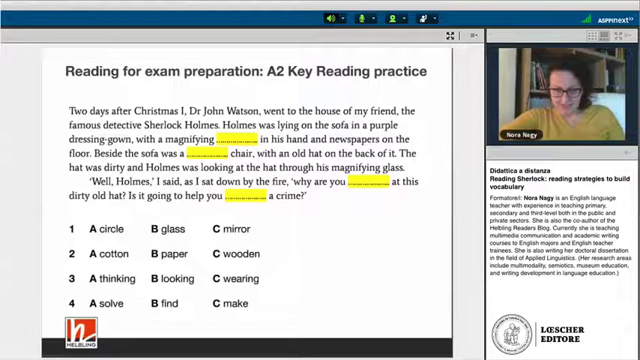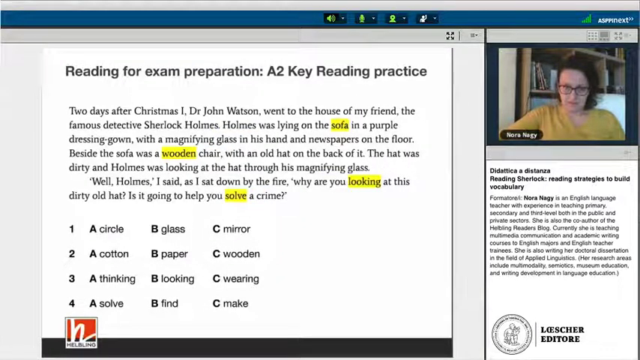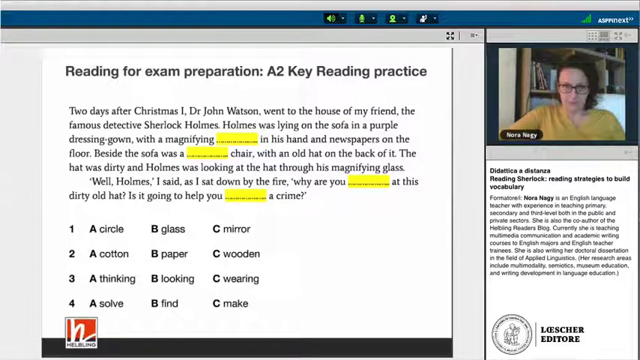All right. Some of you are giving me the answers. It's a magnifying. Sorry, I will go back. So it's a magnifying glass in one. And beside the sofa was a wooden chair.